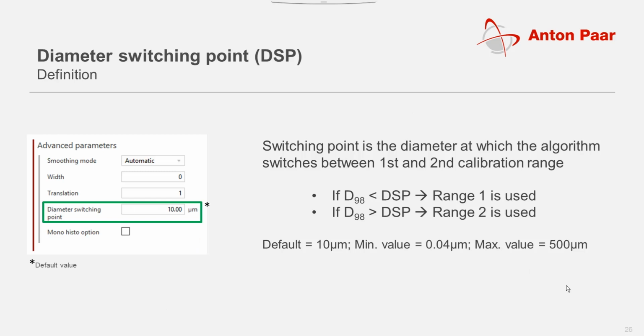Another interesting parameter is the diameter switching point. It is the diameter at which the algorithm switches between the first and the second calibration range. The algorithm will use the calibration for range 1 if the D98 is smaller than the diameter switching point. It will use the calibration for range 2 if the D98 is bigger than the diameter switching point. Default value is 10, while minimum applicable value is 0.04 and the maximum one is 500 micrometer.